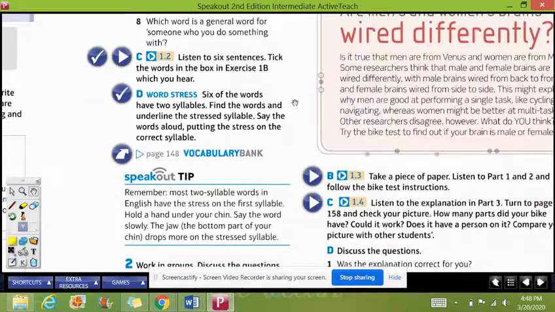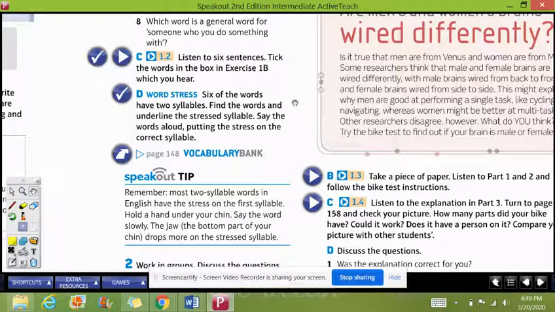Now, this is something I really wanted to talk to you about, and I'm actually going to send you the link of a second video so you can understand what word stress is. For letter G, 6 of the words that you have been talking about have 2 syllables. You have to find the words and underline the stressed syllable. Right here, they say the word out loud, putting the stress on the correct syllable. And I know you're wondering, how do you do that? How do you find the stressed syllable?